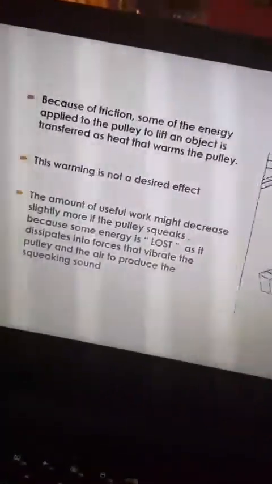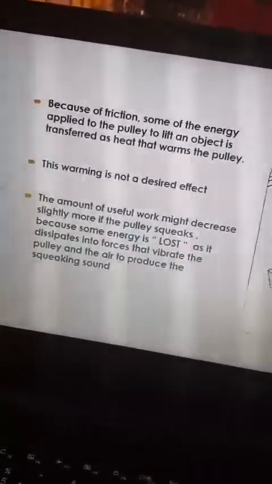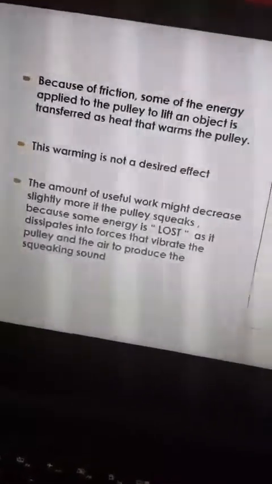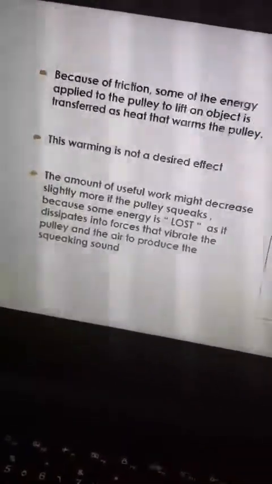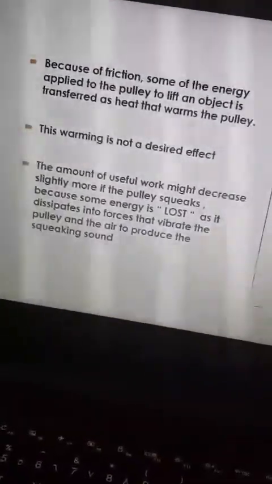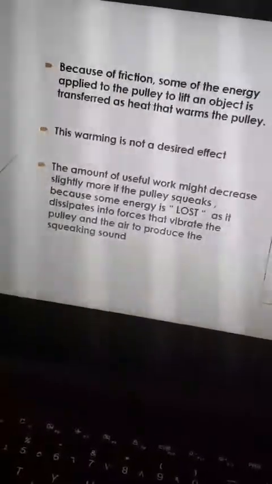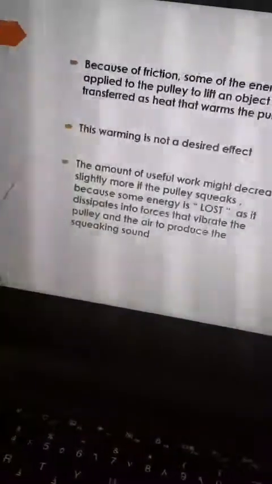Okay, good. So let's see here, because of friction, some of the energy applied to the pulley to lift an object is transferred as heat that warms the pulley. This warming is not a desired effect, for sure we don't want it. That's why we always try to oil these objects or these machines to reduce friction. Okay, so to reduce the amount of energy lost by friction.